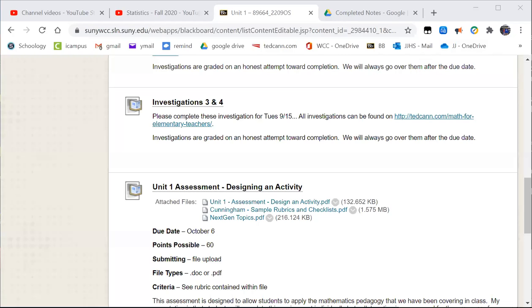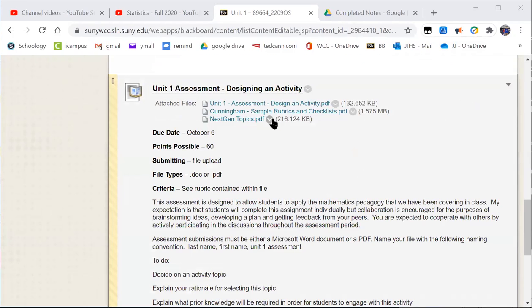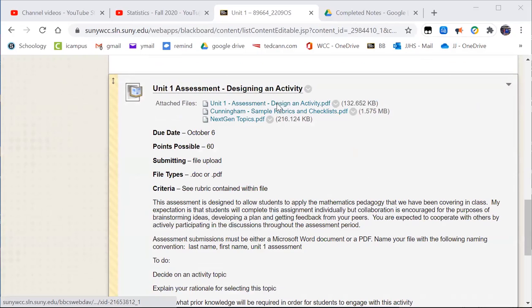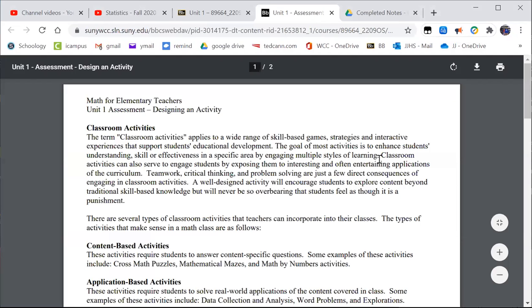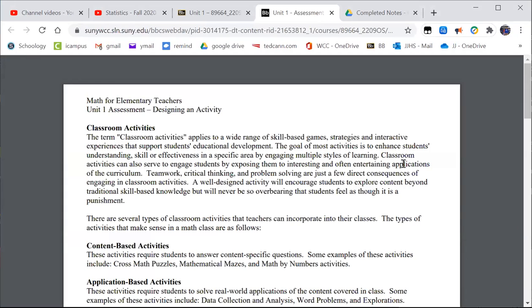I don't really know if recording is the best way to go on this, but I'm going to do it anyway. All right, so I'm going to click on the assessment itself. There's a lot going on in this document, but a lot of it is definitions, really just kind of getting you thinking along the lines of what I'm asking you to do.